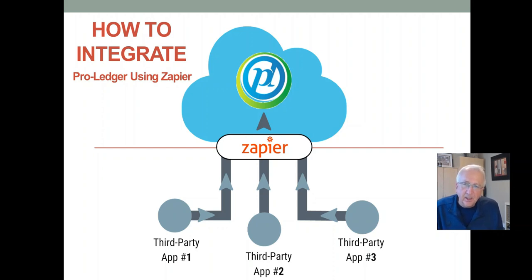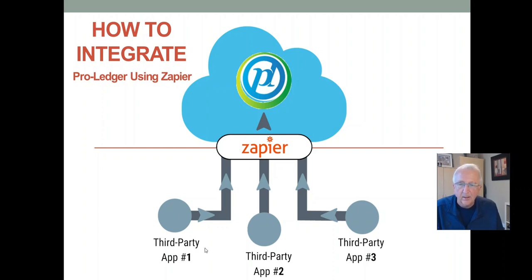So what is integration, you might be asking, and why would you be interested? Basically, integration means that application programs can start transferring data and communicating with each other. In this diagram, you can see an example of, let's say, three different application programs that you use currently. From them, you want to transfer the information into your Pro Ledger bookkeeping program.